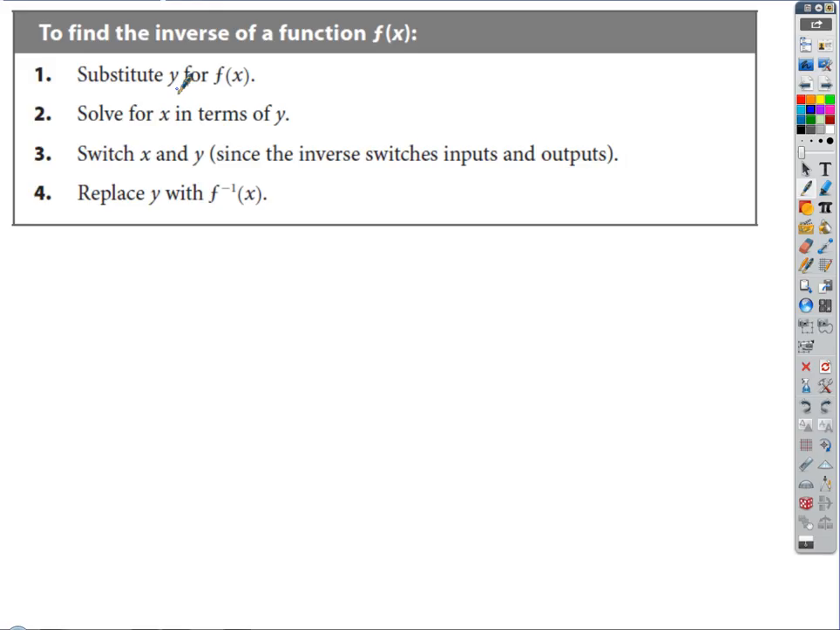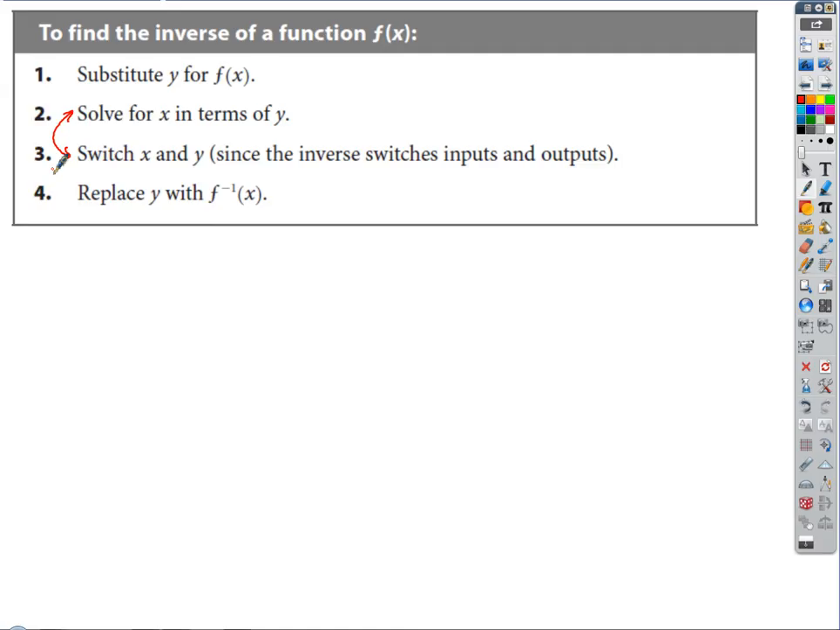I've always taught this a little differently. I might even suggest that maybe you switch these around. This is what our book says. It doesn't matter. Either way is going to work. But I've always said substitute y for f of x and then switch x and y. How come?